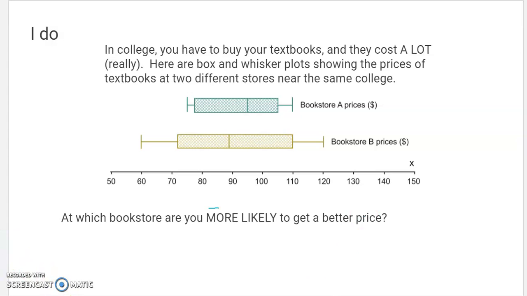Notice it says more likely to get a better price. Because when you look here, they have a big range of prices at both bookstores. So the question just becomes, hey, which one's more likely to have a better price? So let's look at ways we can do that. I'm going to go to a new slide without the top part, just so I have more space to write.